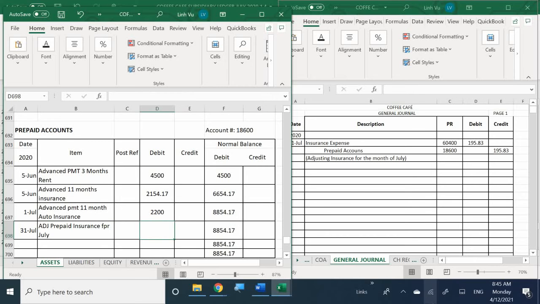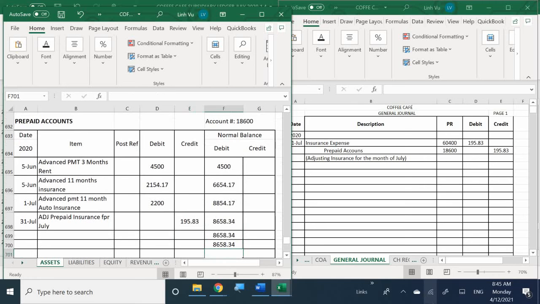Okay? Once again, no post reference because I don't have a journal yet. So in this case, I decreased or credited my account for the 195.83 because that is what I used for the month of July. So therefore, I still have 10 months left.